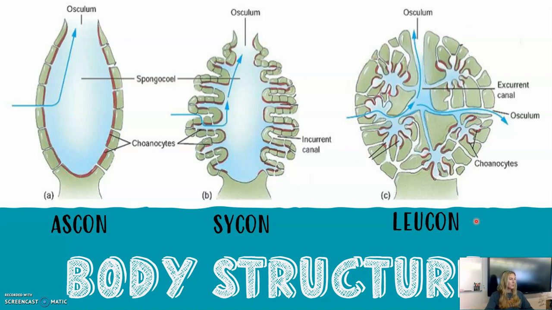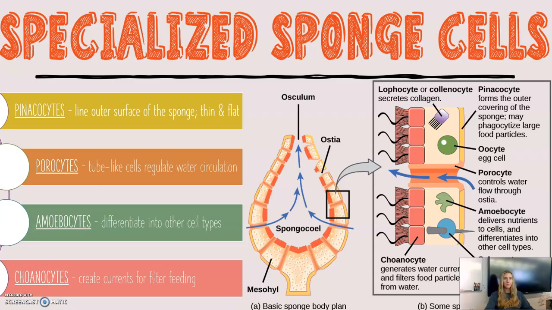Then the most complex body type, we have leucon. Not all of the water is going to move through the same canals and leave through the same osculum in leucon. There are a series of canals and chambers that water is going to move through before it's expelled through one of the oscula. This is the largest kind of sponge and the most common body type of sponges.